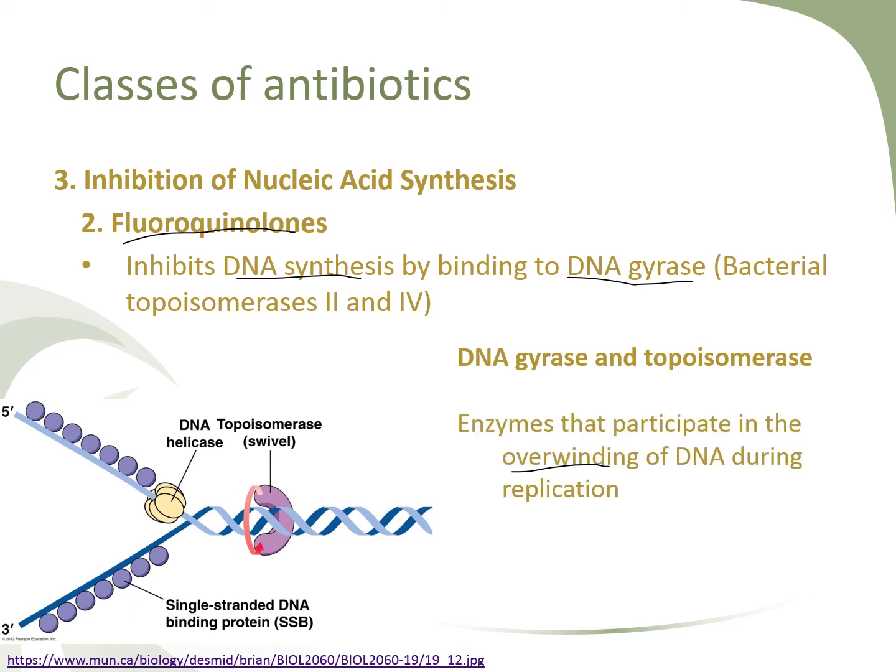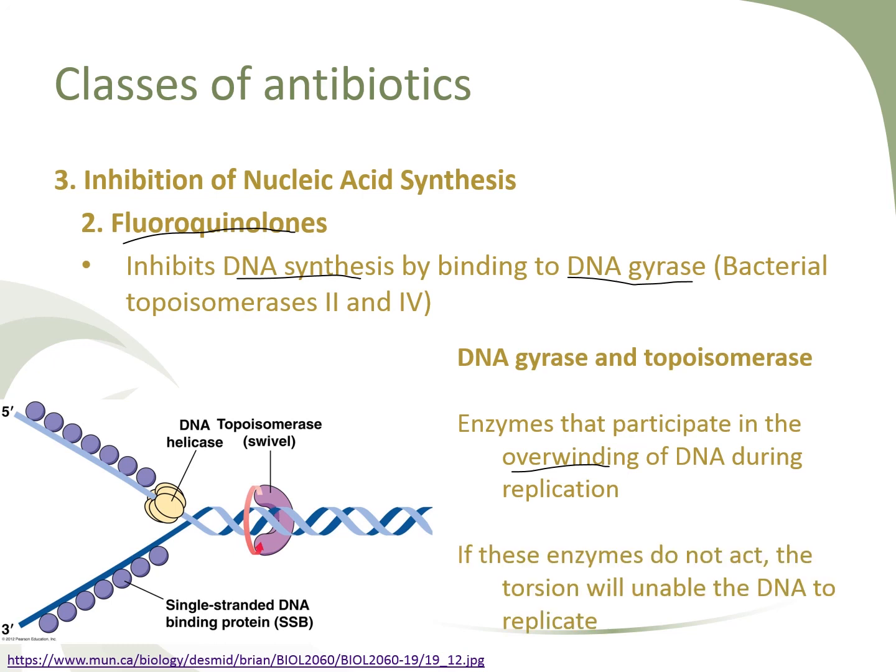So these are enzymes that participate in the unwinding of DNA during replication. This is very important. If these enzymes do not act, the torsion will prevent the DNA from replicating, or even damage the DNA and break it down.